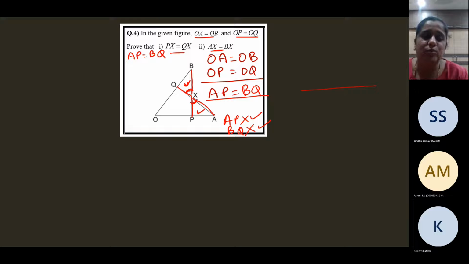Now, we have to prove that QX is equal to PX, and we also have to prove that AX is equal to BX. Two pairs of sides equal, we don't have that; we have to prove it. So which is the third pair? The third pair is BQ and PA. That we know they are equal. See here, AP is equal to BQ, that we know, because on subtracting we got this result.